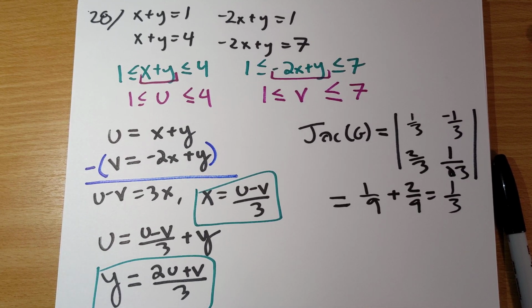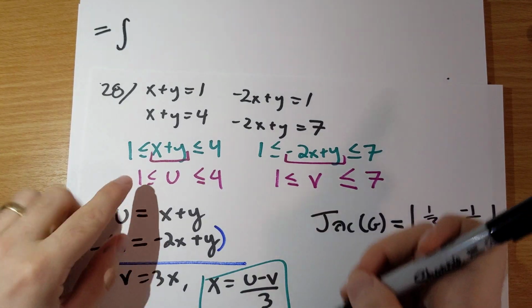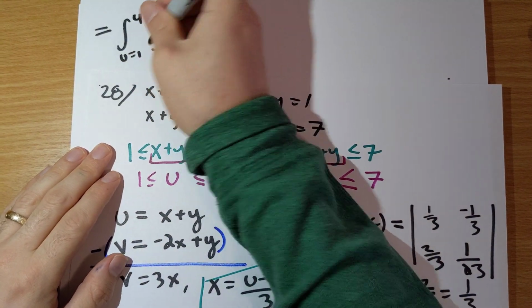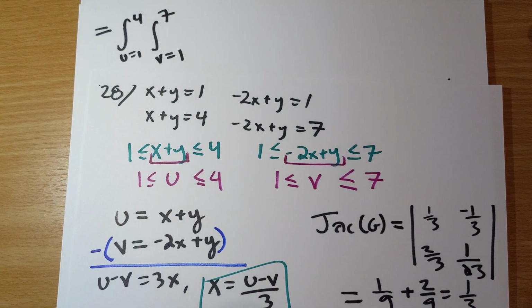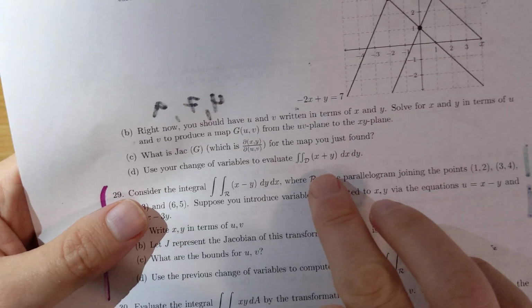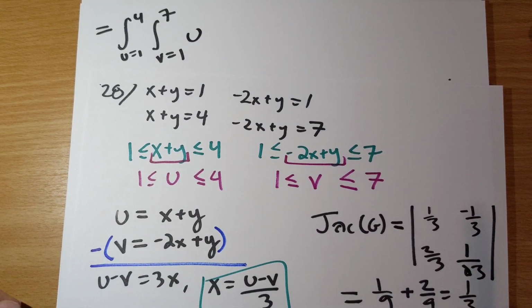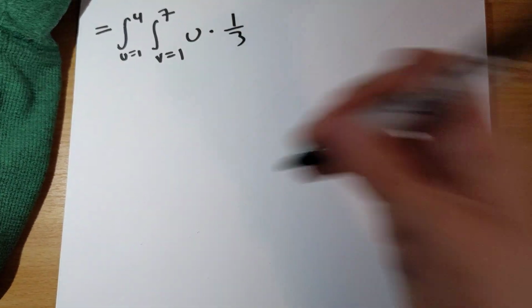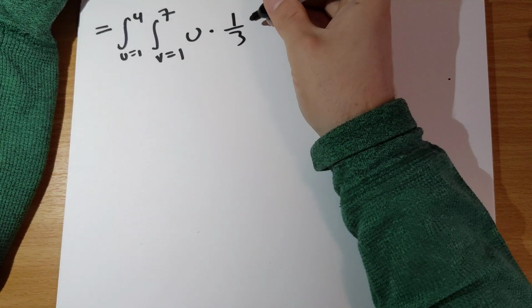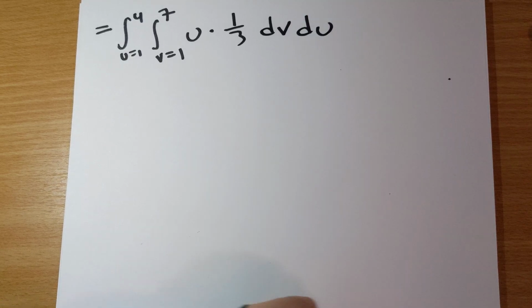Okay, so then finally we use our change of variables to evaluate the integral in question here. So this integral is going to equal the integral where u runs from 1 to 4 and v runs from 1 to 7. The original integrand is x plus y, but x plus y here is u, so we can just plop that in here. Then we need to multiply by the Jacobian. It's actually the absolute value of the Jacobian, but here 1/3 is positive, so we don't have to worry about that, times 1/3 dv du.